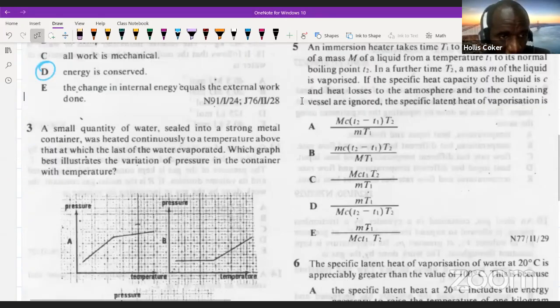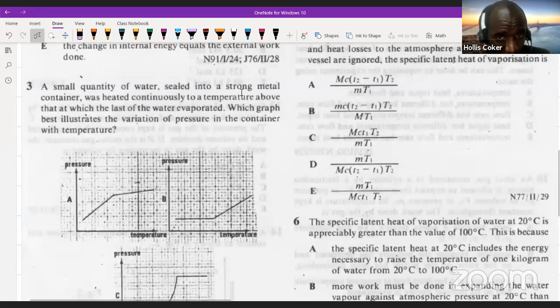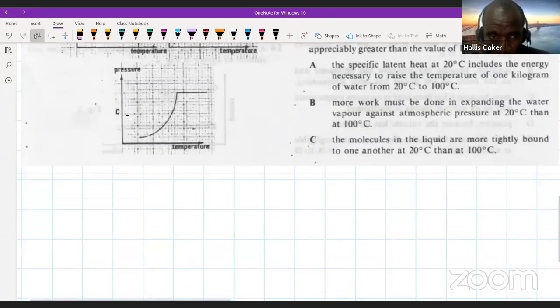Number three, a small quantity of water is sealed into a strong metal container and heated continuously to a temperature above that at which the last of the water evaporated. So it's like a pressure cooker, basically, right? Let's see what actually happens when I do that.